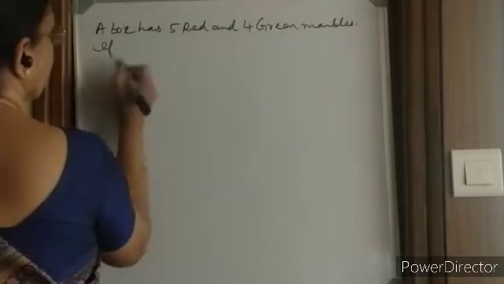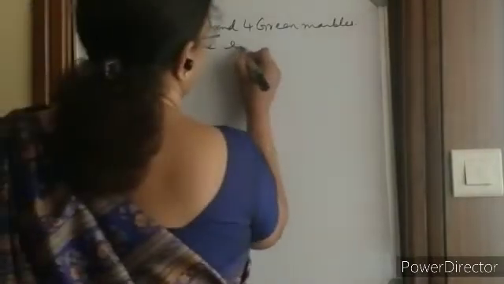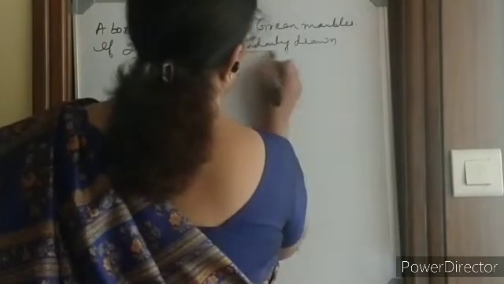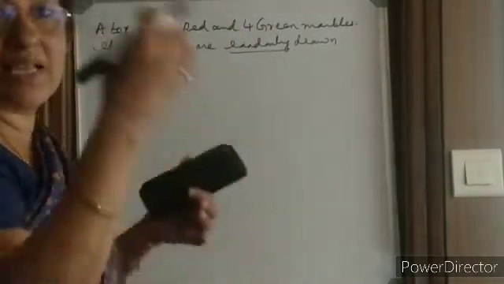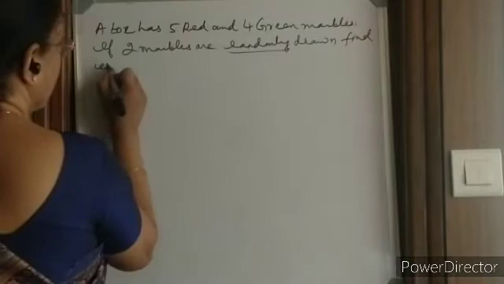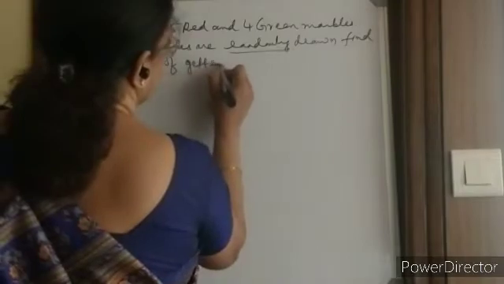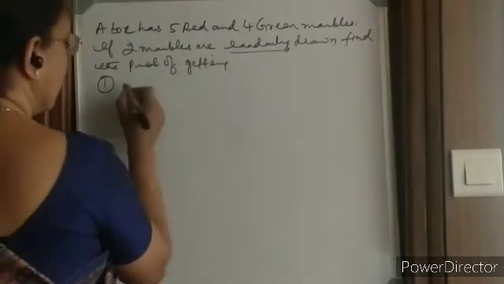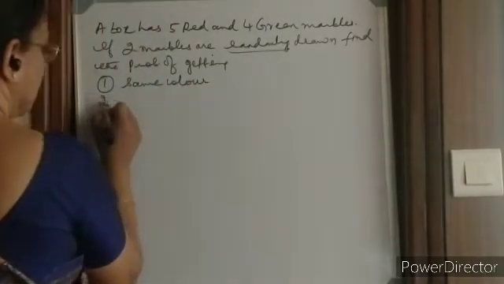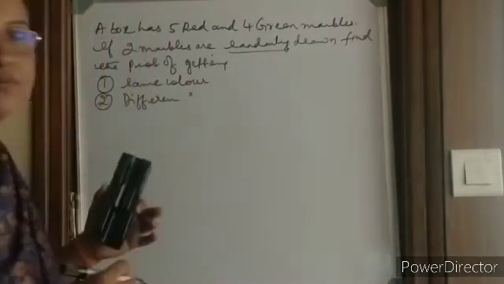If 2 marbles are randomly drawn, so this word is there, right? Randomly means together at the same time. So 2 marbles are randomly drawn. Find the probability of having or getting. So first one I can write like this: same colored marbles. That is second one, different colored marbles.